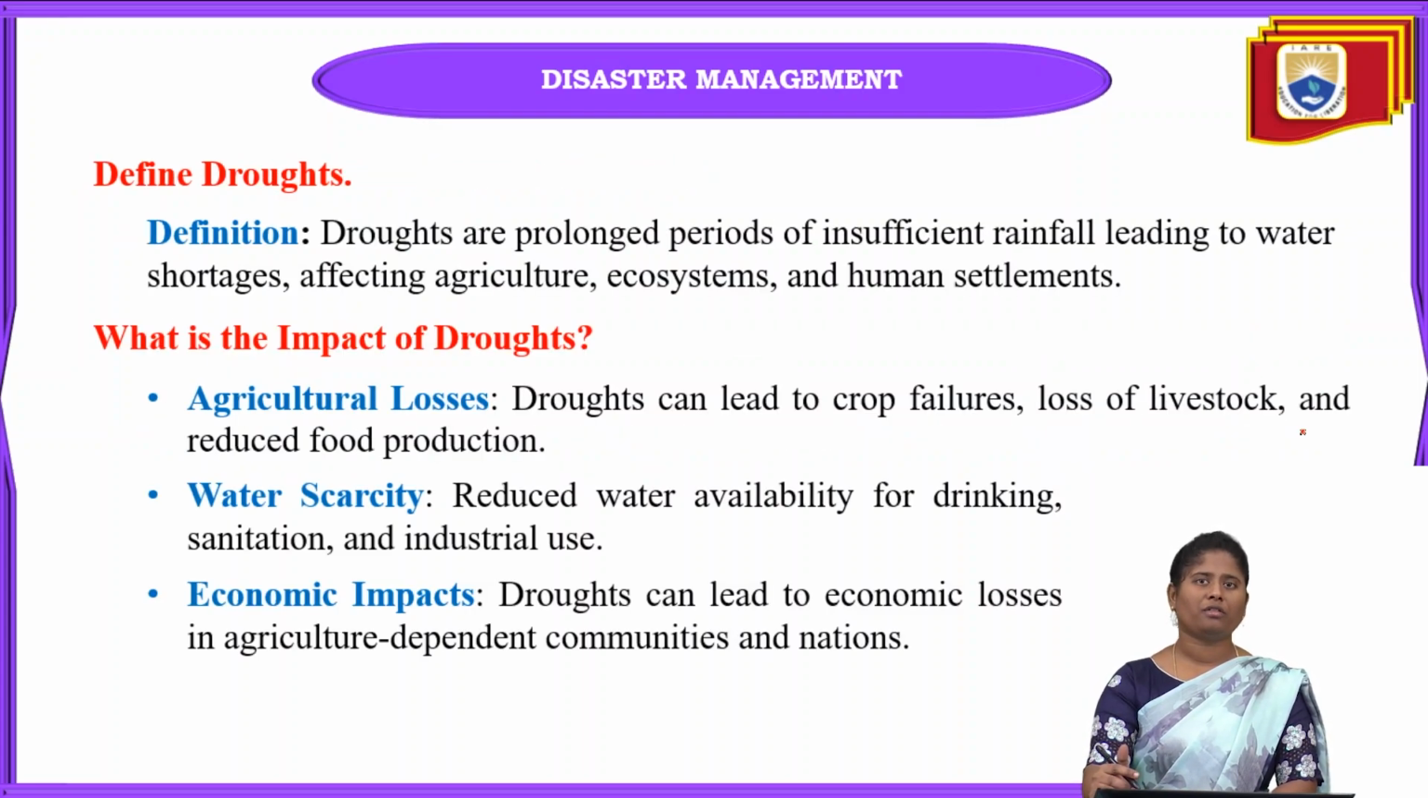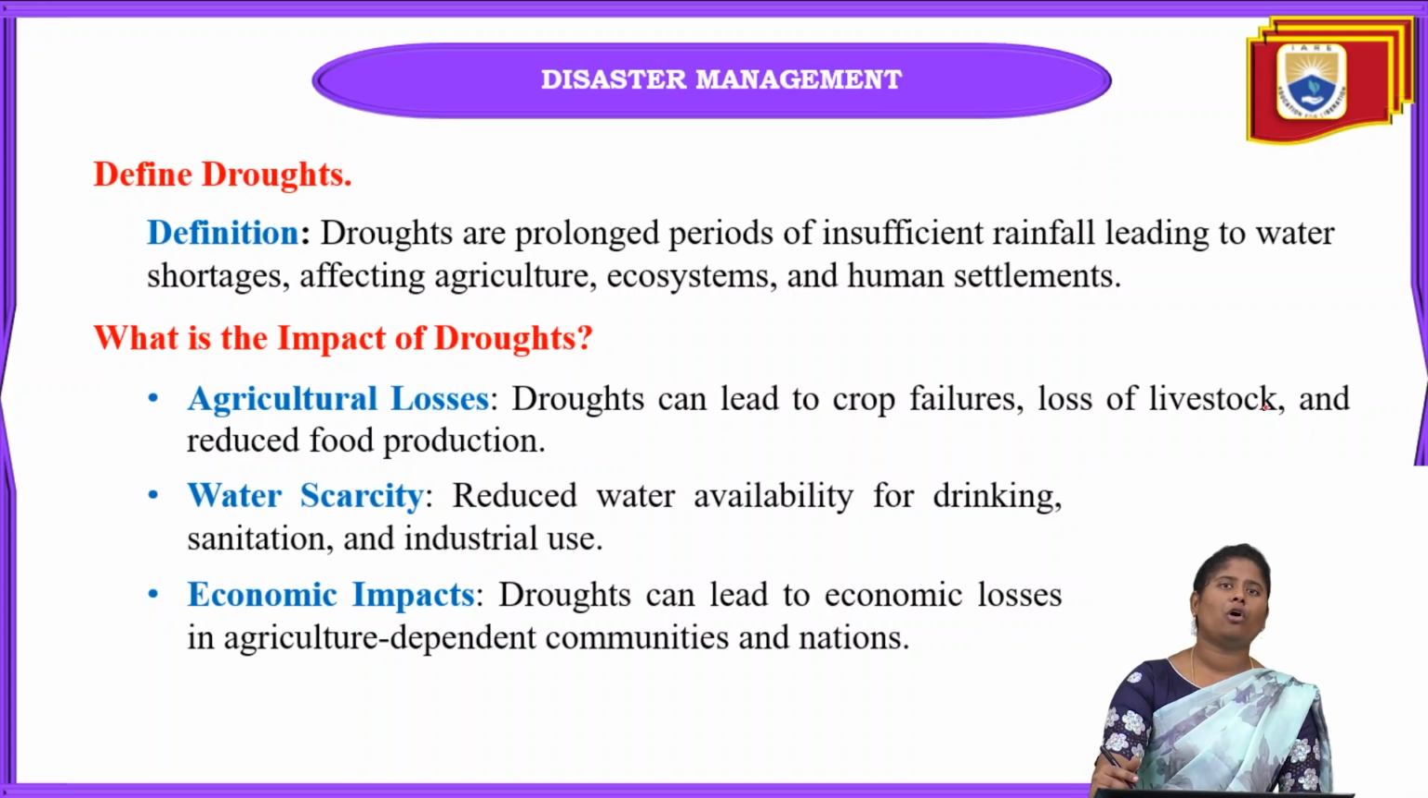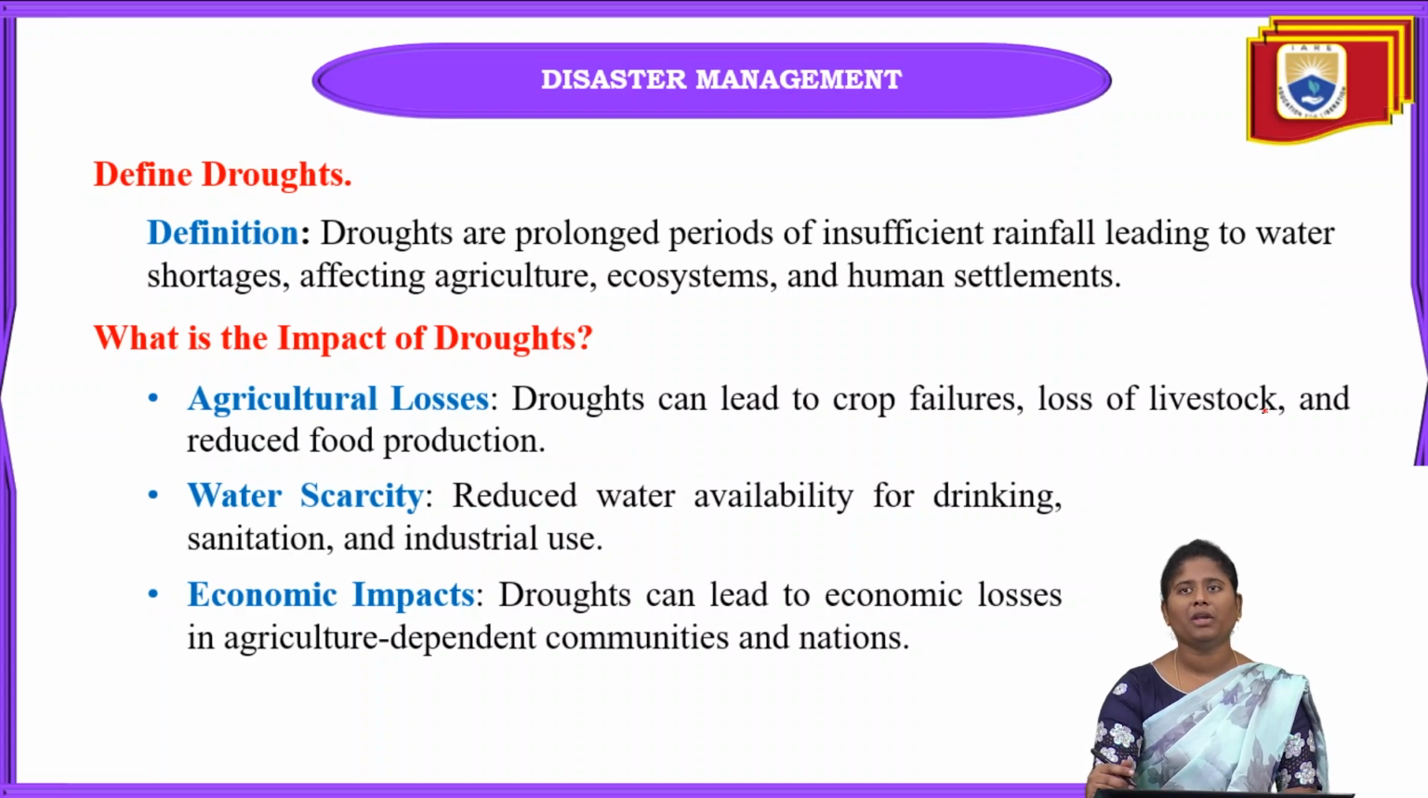Next one is droughts. What is meant by droughts? These are nothing but prolonged periods of insufficient rainfall that lead towards water shortages, which will affect the ecosystem, agriculture and also human settlements. Droughts are very low rainfall occurring in some region, which leads towards water shortage. That will affect the economy, environmental condition and social well-being of the country.